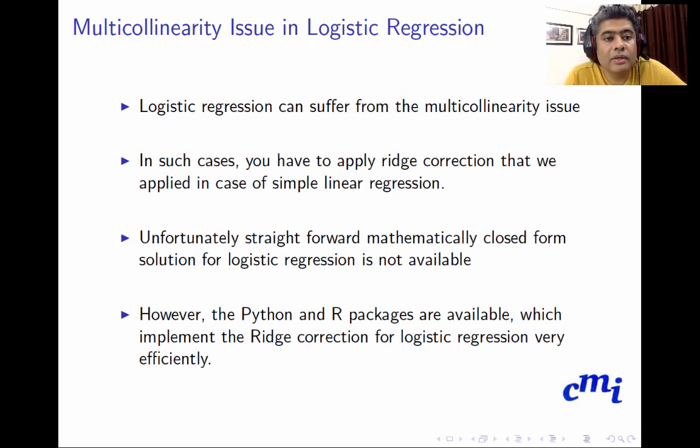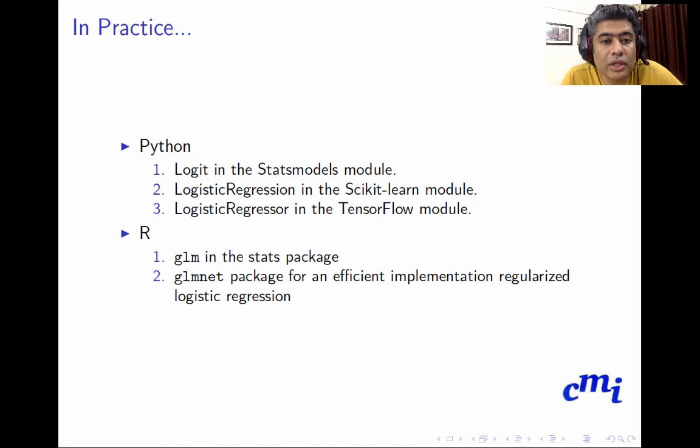In practice, in Python, Logit in the statsmodels module, LogisticRegression in the scikit-learn module, and a logistic regressor in the TensorFlow module are available. In R, there is glm in the stats package and the glmnet package for an efficient implementation of regularized logistic regression. So if you want to implement the ridge correction on logistic regression, then you must use the glmnet package to take care of the multicollinearity issue in logistic regression.